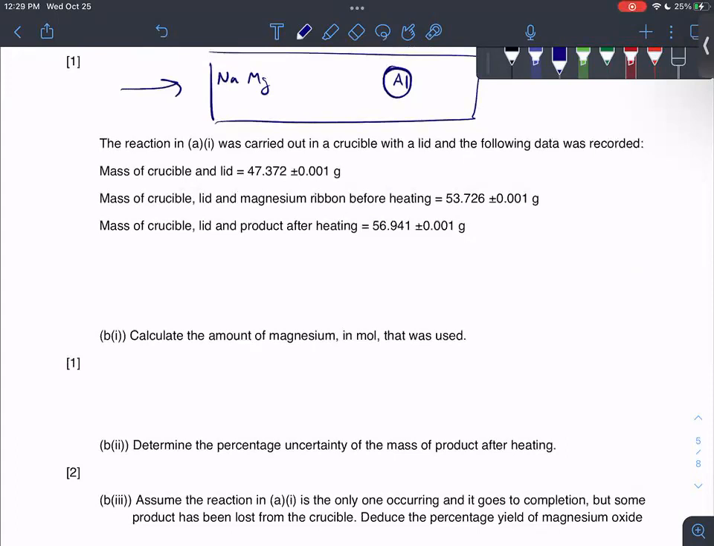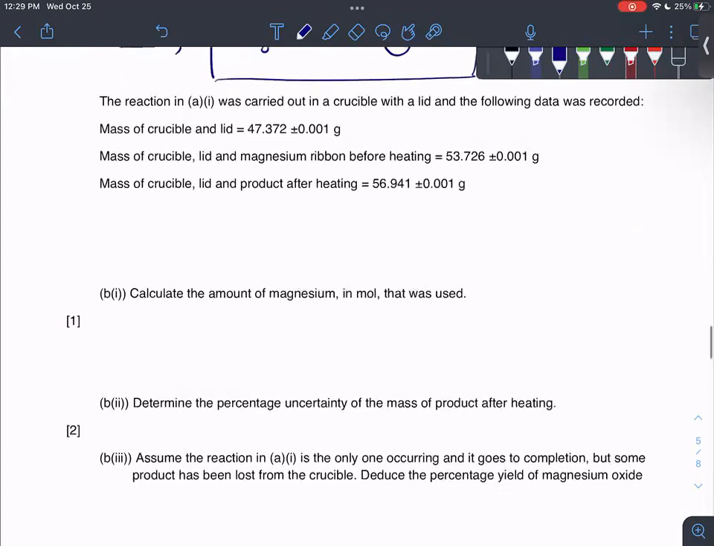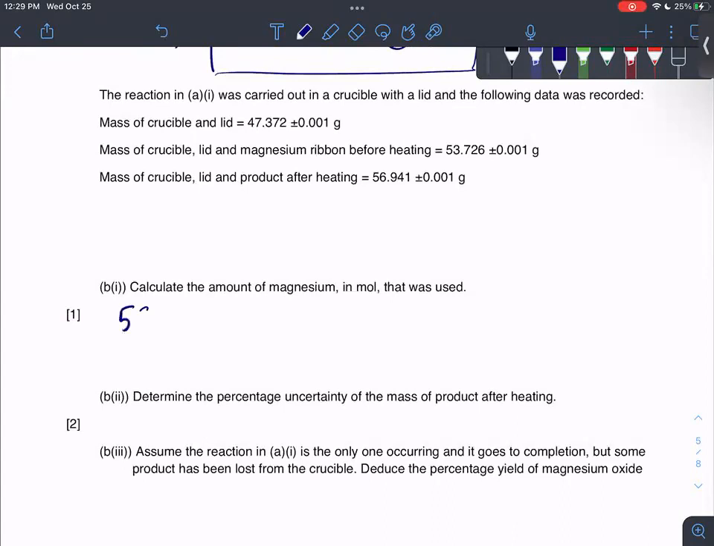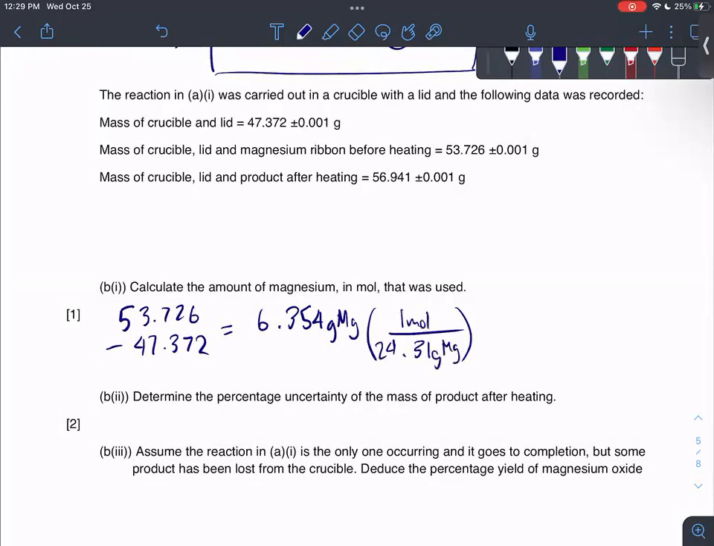All right. The reaction was carried out in a crucible with a lid, following data recorded. So calculate the amount of magnesium in mole that was used. Well, we can just do 53.726 minus 47.372, and we will get an answer of 6.354 grams Mg. Do a little bit of stoichiometry. We have 24.31 grams Mg, 1 mole Mg, and turns out we'll get an answer of 0.2614 mole magnesium. That'll get you your credit.